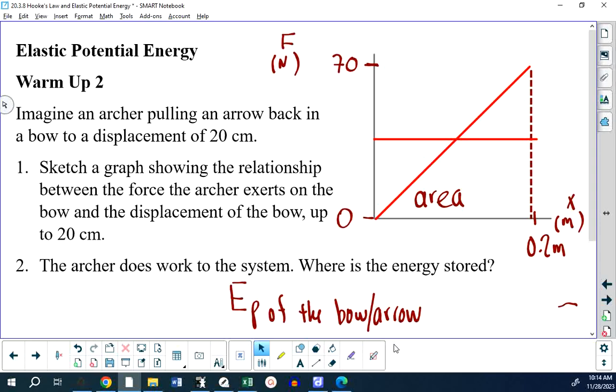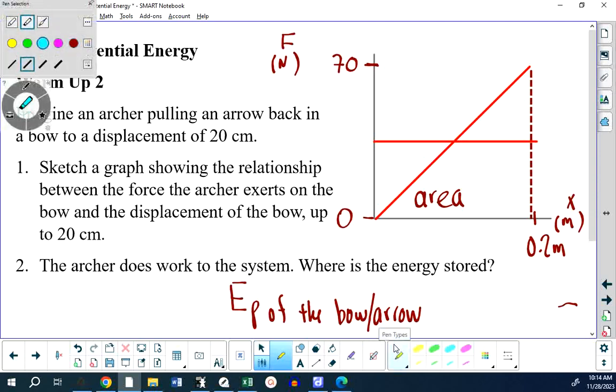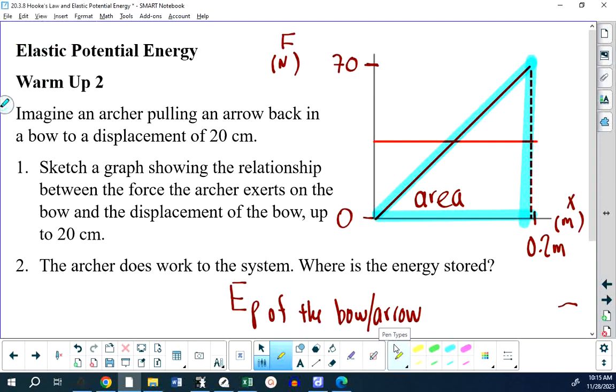Now this only works because it's a straight line. So 0 plus 70 divided by 2 gives you 35. But I want you to notice something. Working with an average is complicated and it's not obvious. Do you agree that the answer to this question, which is the work, is the area of this triangle? We've learned that the area of a force-displacement graph is work.